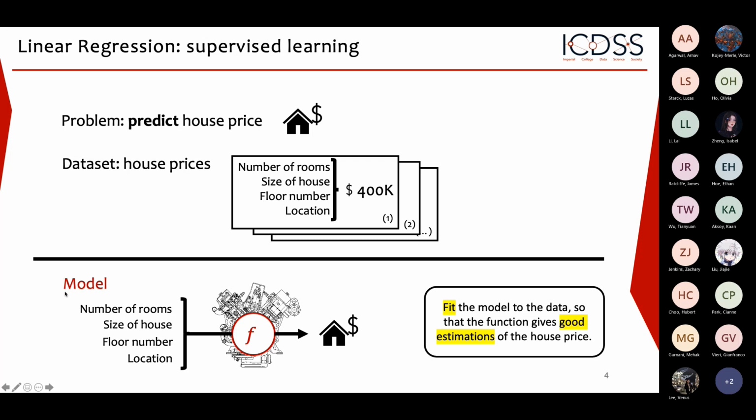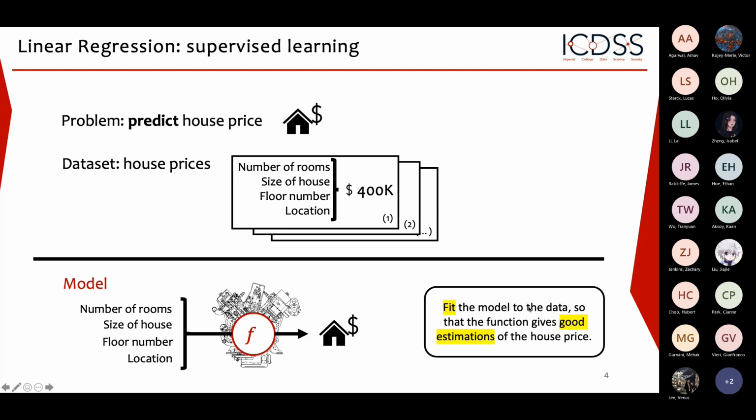Now, this is the model that we want to build. We have a function that is going to be maybe complicated. It's going to have lots of parameters that we can change. And given as an input the number of rooms, the size of the house, the floor number, and the location, which are our data, as an output we get the price of the house. Okay, this is just a function. And what we want to do is this. We want to fit the model to the data so that the function gives good estimations of the house prices.